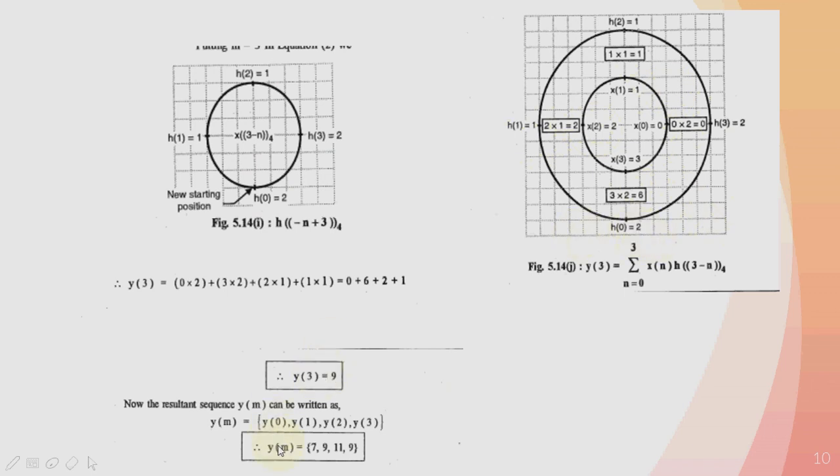So you will get the 9 again. So finally you will get the output y of n is equal to 7, 9, 11, 9. So in this way you can perform the concentric circle method for the operation of the circular convolution.